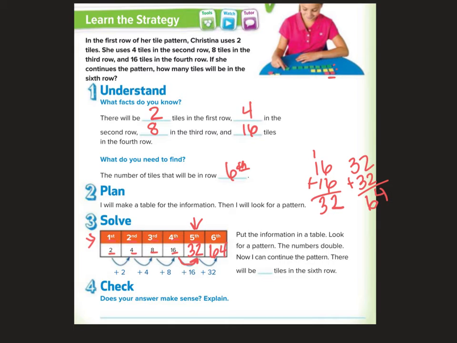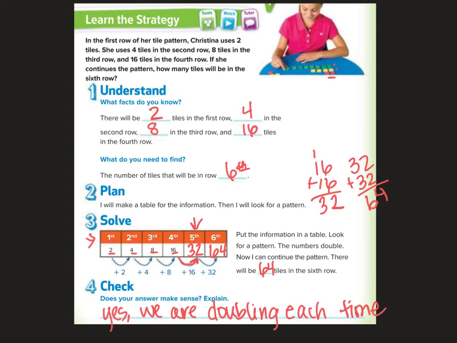So what is the information? Do we need to know about the 5th? No, we need it in order to figure out the 6th. But so there will be 64 tiles in the 6th row. Does your answer make sense? Explain. Yes. We are doubling each time.